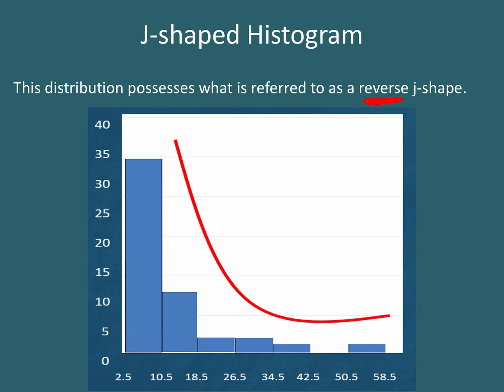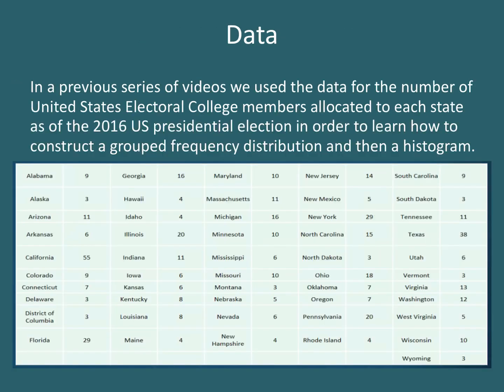Now that we know how to construct this histogram by hand, why don't we go ahead and try to construct this very same histogram using our TI-84. So first, I would like to represent the data from the previous example in a slightly different way. In this table, you'll notice that we have the number of United States Electoral College members listed state by state.